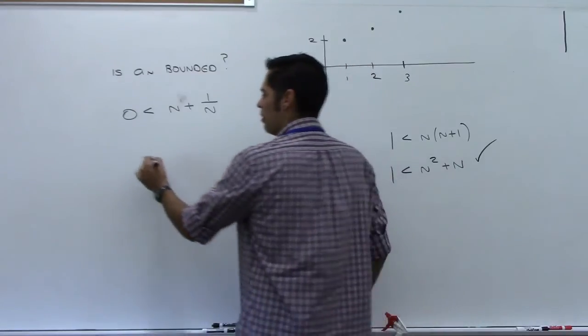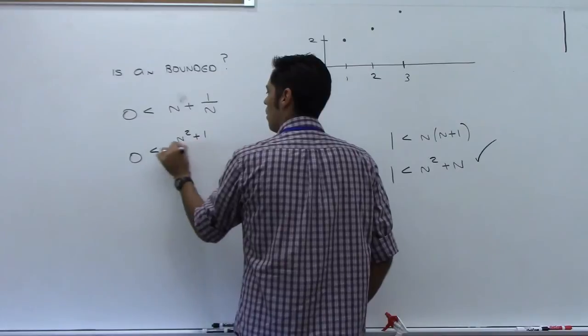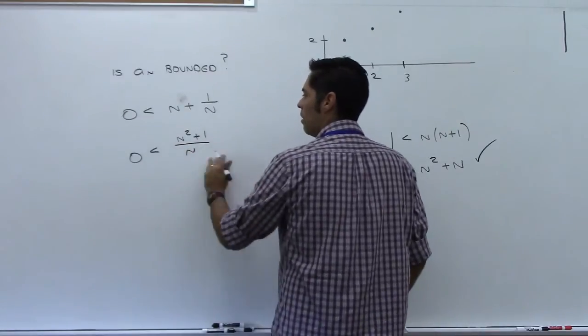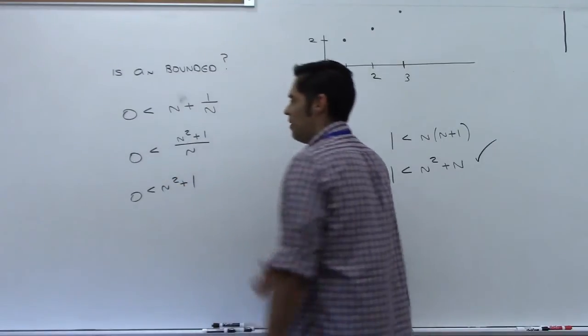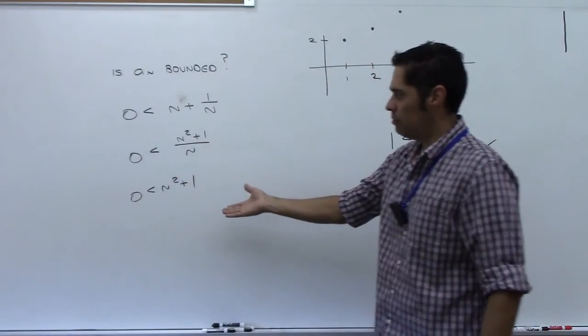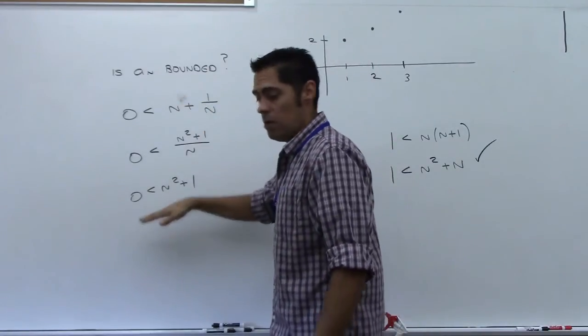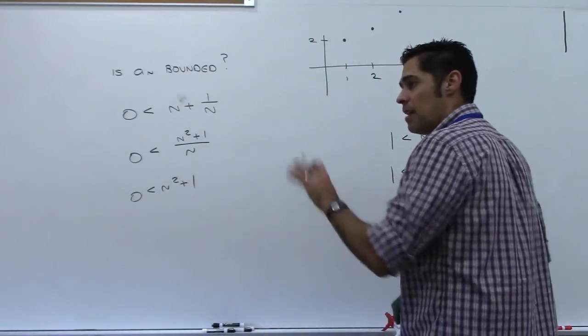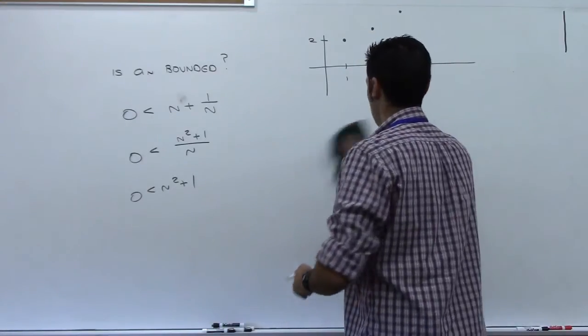You could go through and get a common denominator right here and put n squared plus 1 over n. You can multiply both sides by n and get 0 is less than n squared plus 1, and then you would say, yeah, that's obviously true. So it's definitely bounded below. Is it bounded above? Because you have to have both conditions for you to say it's bounded. So is it bounded above?